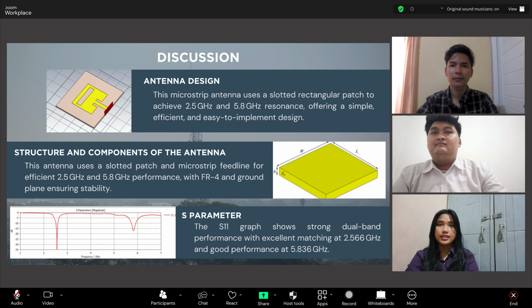The second resonance occurs at 5.8 GHz. Even though the return loss here is not as low as the first, it is still within an acceptable limit, below minus 10 dB, which means the antenna performs well in the 5 GHz Wi-Fi band. So overall, this antenna is confirmed to work effectively at both frequency bands, making it a reliable dual band antenna. It offers flexibility and high performance for modern wireless applications that require both wide coverage and fast data transfer.